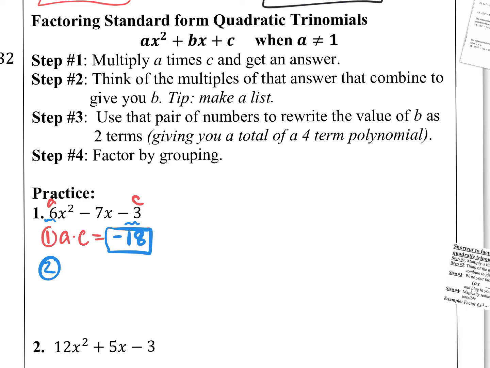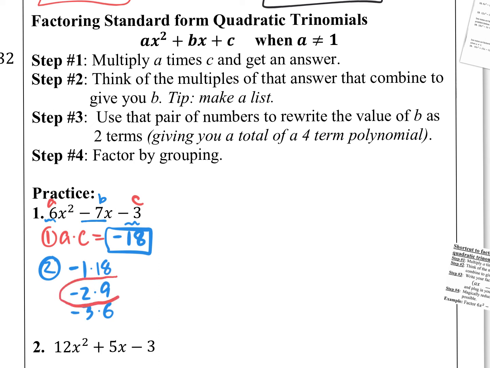So how could I get negative 18? That could be negative 1 times 18, negative 2 times 9, negative 3 times 6, and that's about it, right? I made a list of the multiples of the answer I got on step 1 by doing a times c. Now it's time to move on. Use that pair of numbers. Which pair of numbers combines together to give us the b value, which is -7?